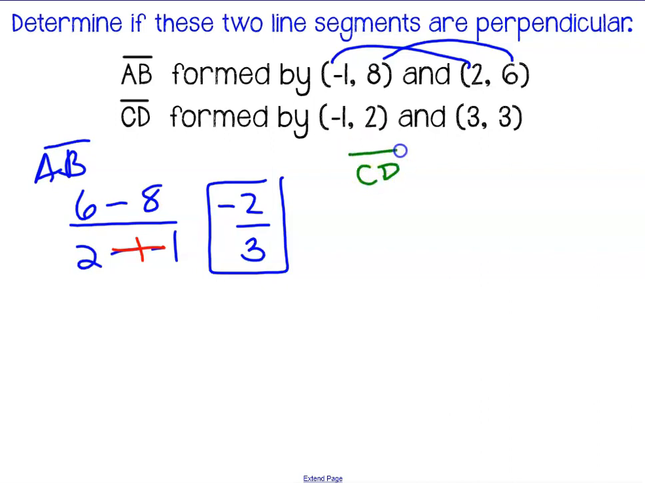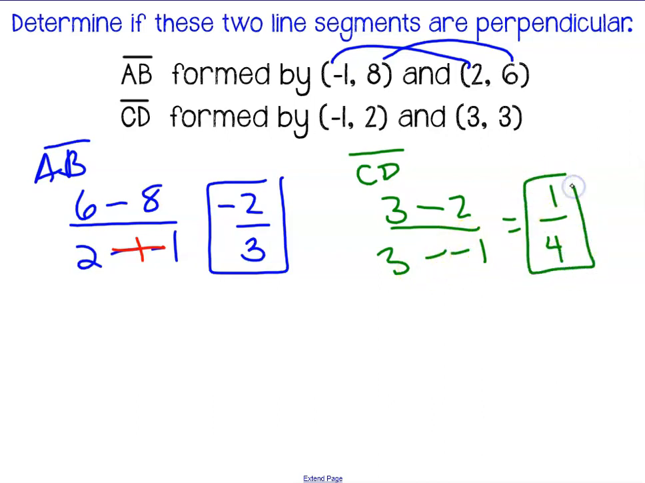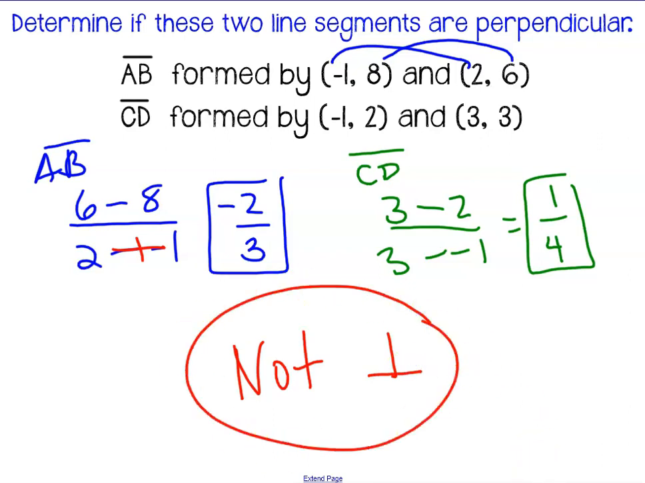And the slope of CD is going to be 3 minus 2 over 3 minus -1. It's going to be 1/4. Well, these two segments do have opposite signs, but they are definitely not reciprocals. So therefore, these two segments are not perpendicular. You saw that symbol I wrote there? Looks like an upside down capital T. That's the math symbol for a perpendicular intersection. So these two segments are not perpendicular.